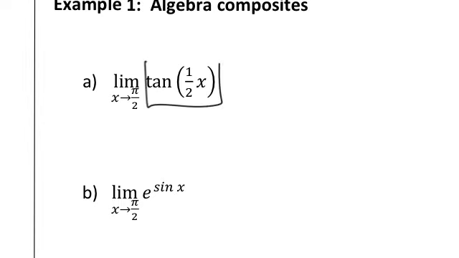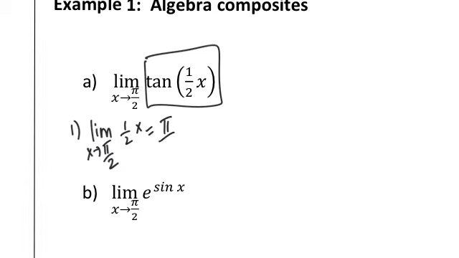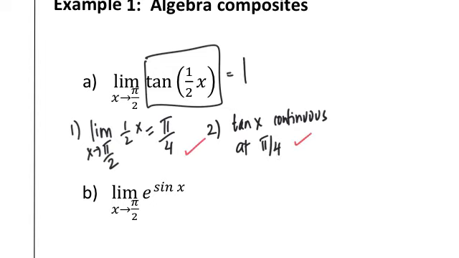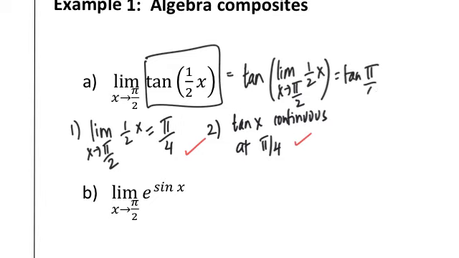So here's a composite function. You check the first condition. Does the limit of 1/2 x as x approaches pi over 2 exist? And it does. That's just pi over 4. And condition number 2: is tan x continuous at pi over 4? And it is. So both conditions are met, and so I can do this problem by pulling the limit inside the function. What I mean to say is do this: tan of the limit as x goes to pi over 2 of 1/2 x. So this is tan pi over 4, which is equal to 1.